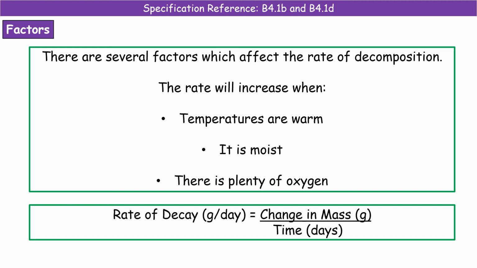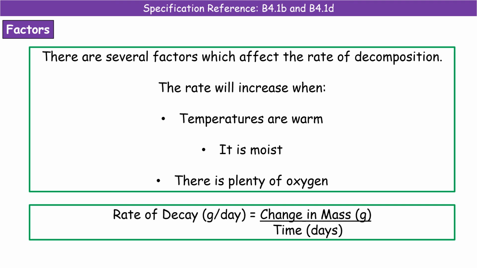So what we're looking at first of all is the temperature: warm. If it's cold, decomposition is going to be slow. If it's far too hot, then obviously we're going to stop enzymes working and therefore slow down the rate. Hence warm, not hot. We need moisture there, because if it's a completely dry environment, then our decomposers will not be able to survive. And we need plenty of oxygen, because in order to carry out the process of decomposition, they need to be able to respire. And for respiration, oxygen is needed.